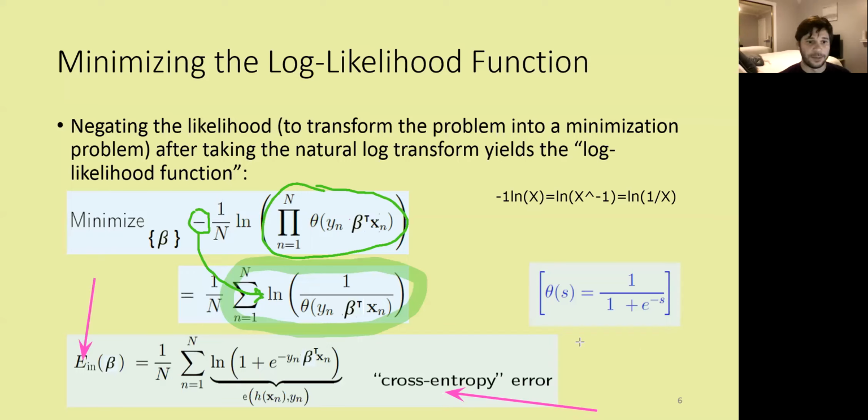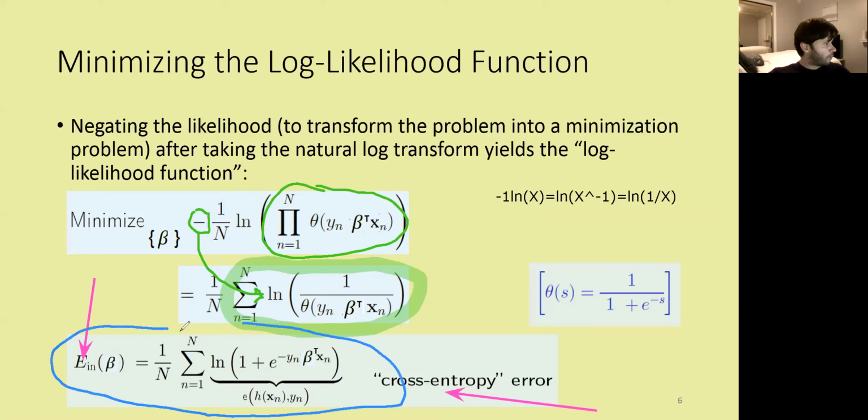We want to minimize the average sum of these cross entropy error terms. So that is the cost function for logistic regression. For linear regression, our cost function was the sum of square residuals, but for logistic regression, our cost function is the cross entropy error term.